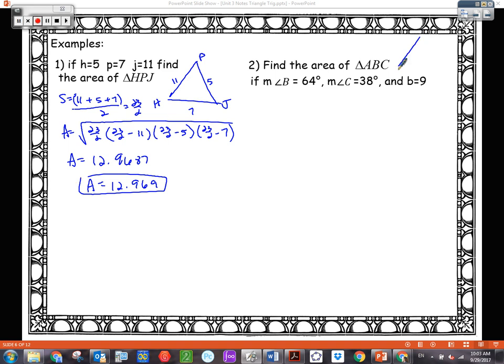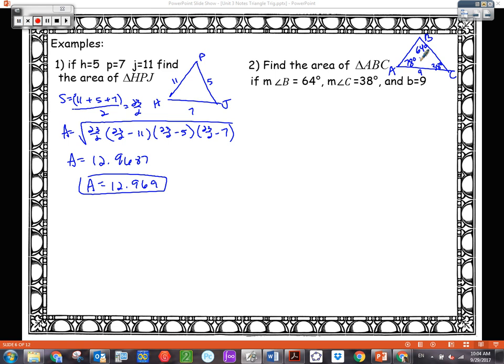So we have triangle ABC. Let's see what we have. The measure of angle B is 64 degrees. The measure of angle C is 38 degrees. And side B is 9. Well, right now we don't have enough information to use either formula, right? We don't have all the sides, and we don't have side, angle, side. We need another side. Now, it really doesn't matter which side you want to find. We definitely are going to need the third angle, though. So we would just do 180 minus 64 minus 38, and that's 78 degrees.